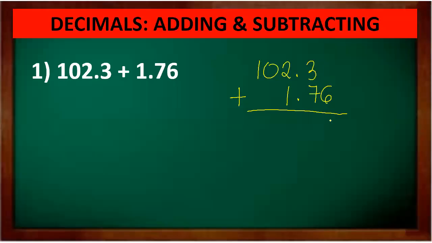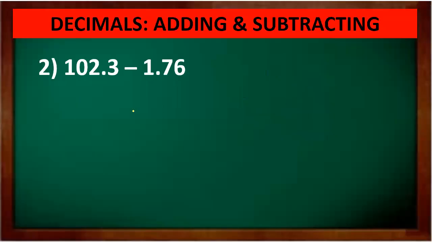Okay, so 0 plus 6, that is equals to 6. 3 plus 7, that is 10. So, ibababa, ilalagay natin yung decimal point natin align doon sa taas. So, dito yung decimal point natin. Okay? So, 3 plus 7 is 10. Carry 1 yun. So, 1 plus 2 is 3 plus 1 is 4. 0 plus 0 is 0. 1 plus 0 is 1. Therefore, 102.3 plus 1.76 is equals to 104.06. Very easy.